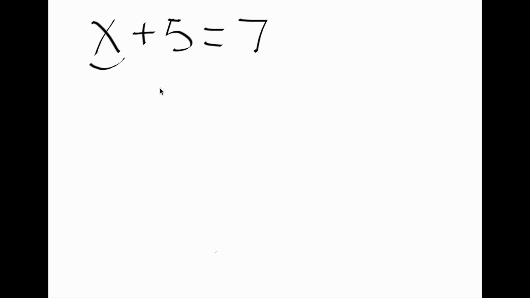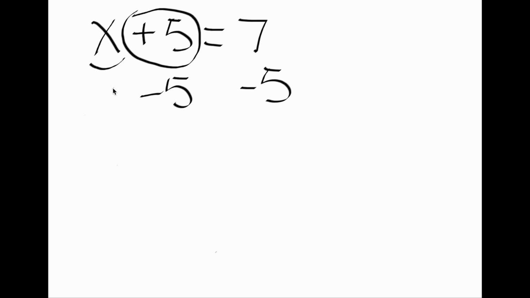So what do we do here? We need to get rid of this term. And how do we do that? We're just gonna do the opposite of the operation we have right now. So we're adding 5. We need to subtract 5. And if we're doing it on the left side of the equation, we need to do it on the right side as well.